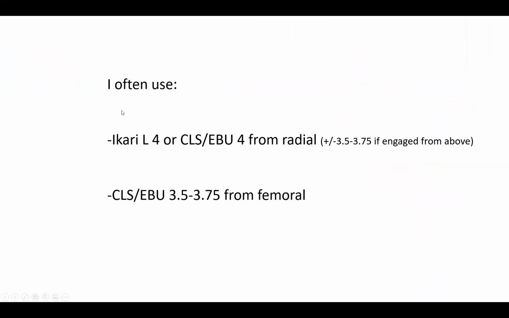So I'll give you here a summary, so hopefully you don't get confused. Assuming I've used a Judkins left 3.5 to engage, I often use Ikari left 4 or CLS EBU 4 from radial, plus or minus 3.5, 3.75 if I engage from above. Conversely, I often use CLS EBU 3.5, 3.75 when I engage from femoral. So paradoxically, I tend to use longer arms from radial than I do from femoral for guiding catheters, which is the opposite of what we do with diagnostic catheters.